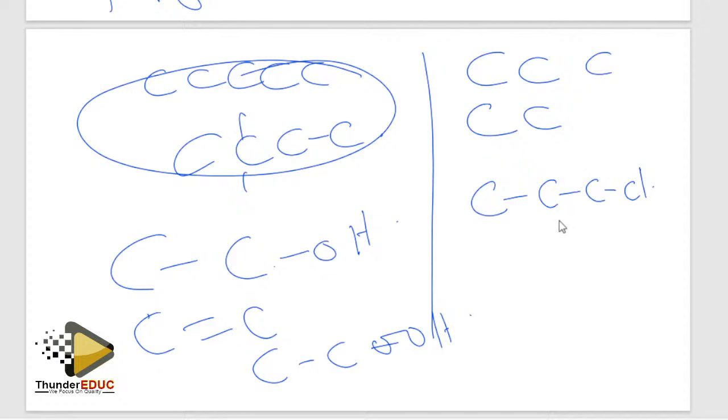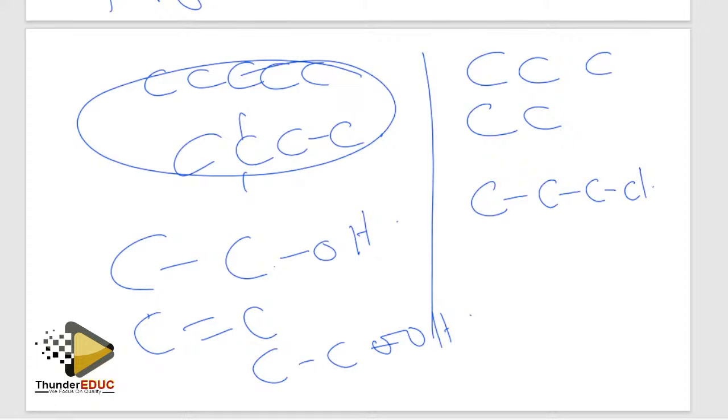Carboxylic acid has the London forces, hydrogen bonds, and dipole forces. So now dipole forces are stronger than London forces, while hydrogen bonds are stronger than London forces and dipole forces. So you need to know that.